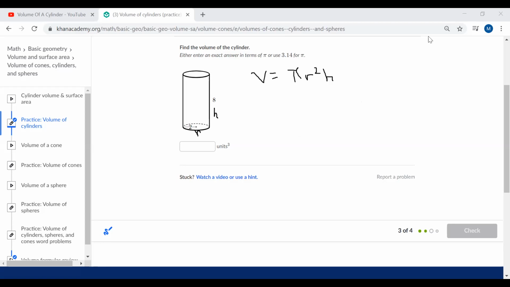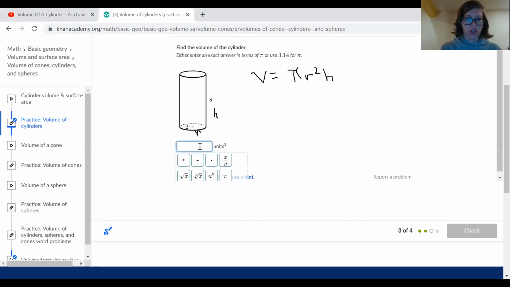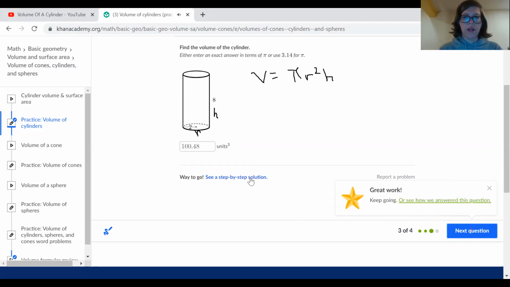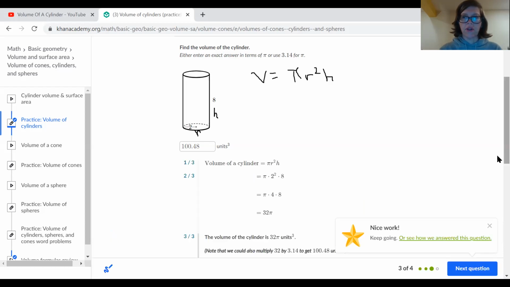All right. I'm going to go in and put what I think is the answer, and then we're going to check it. So 100.8 cubic units. All right, so we're going to look at a step-by-step solution to make sure we understand how we got our answer.